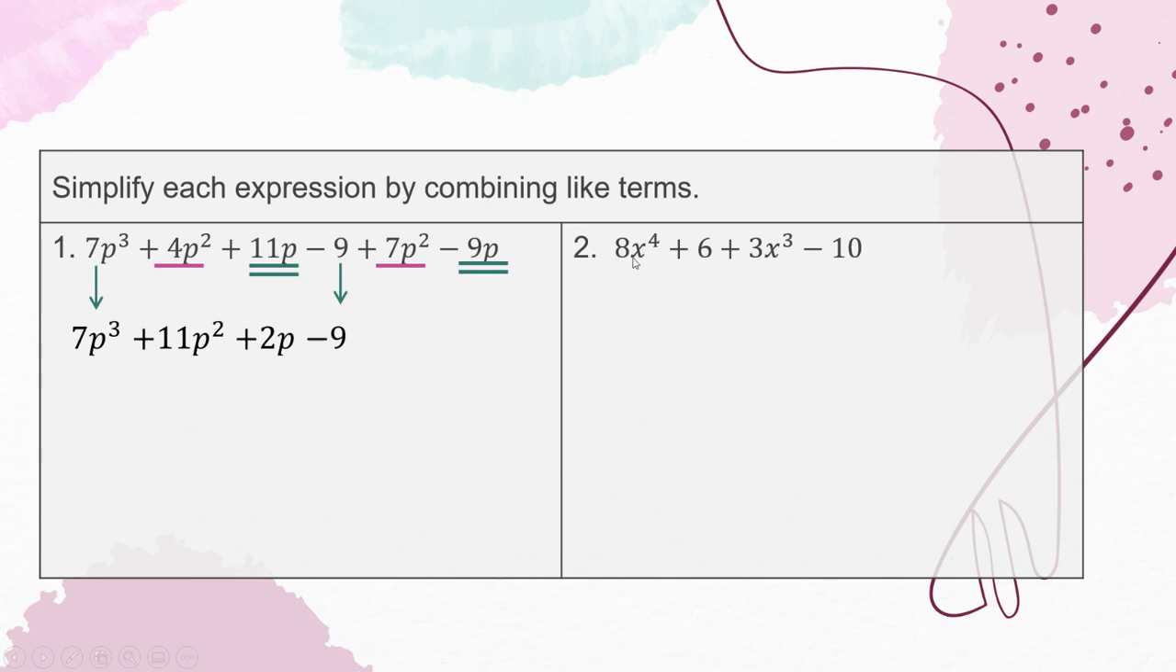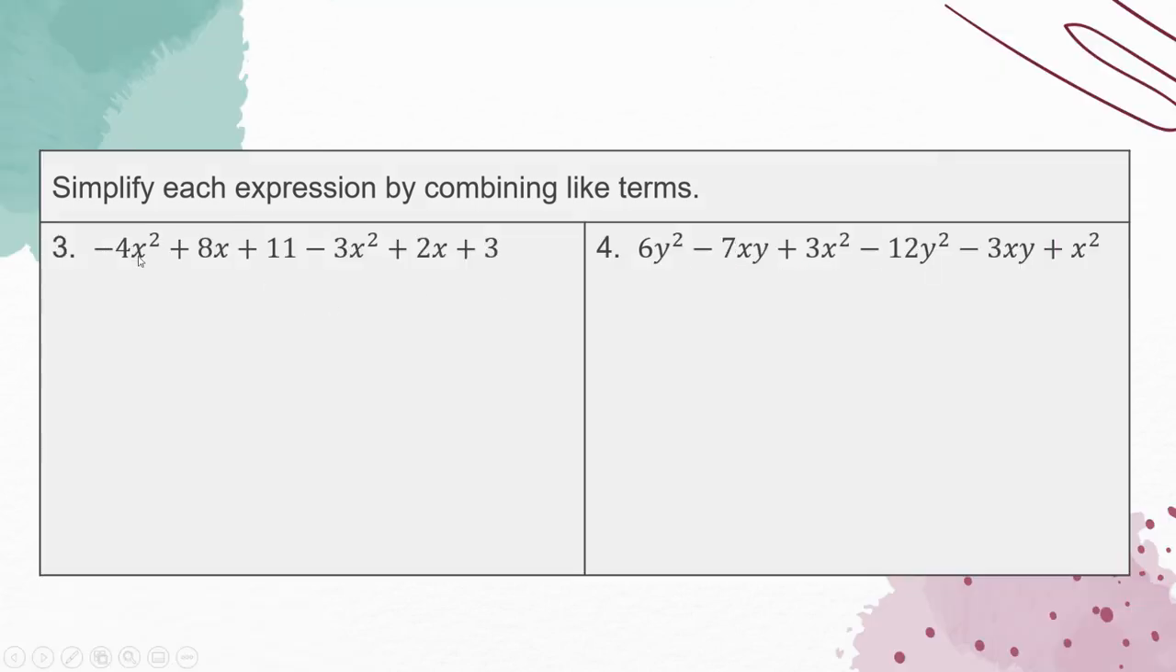Moving on to number 2, we've got 8x to the fourth plus 6 plus 3x cubed minus 10. So this is our only x to the fourth term. I'm going to bring that down. And then this is our only x cubed term, so I'll also bring that down. And then 6 and negative 10 are called constants, the numbers that don't have a variable part. When we combine them, we get negative 4.